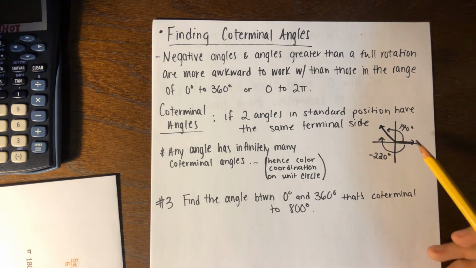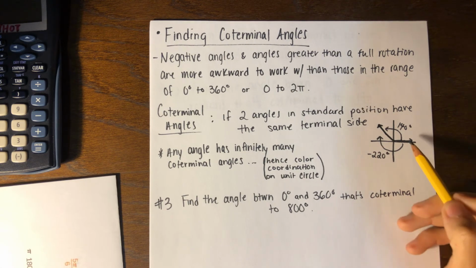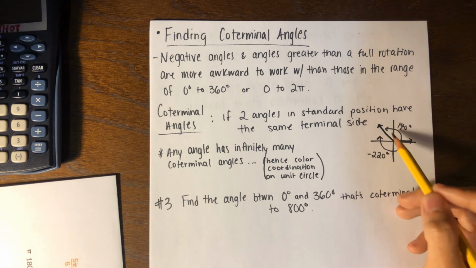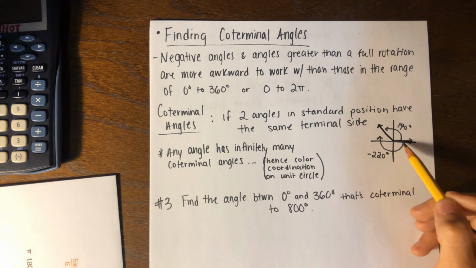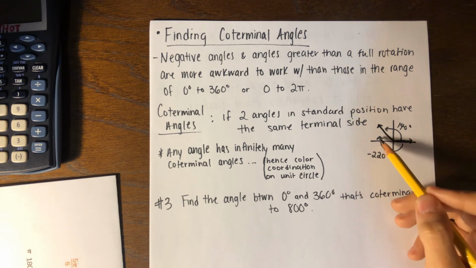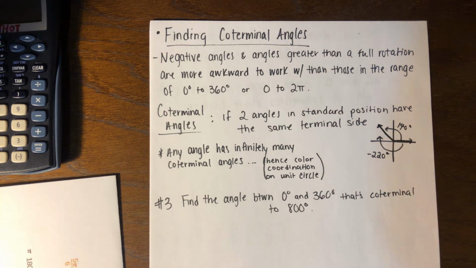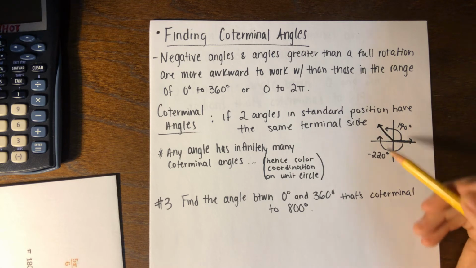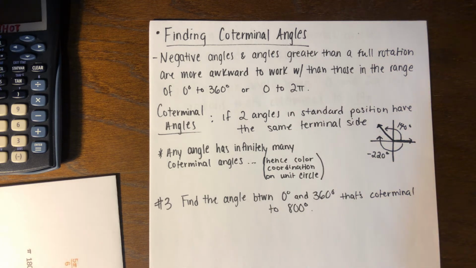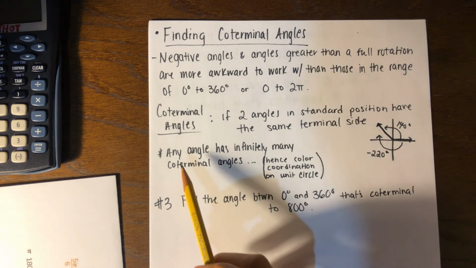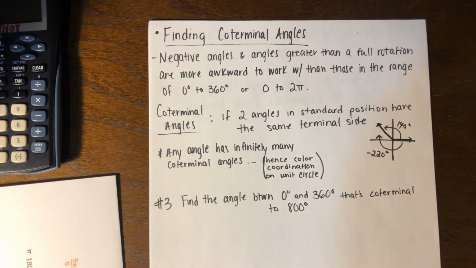They're both in standard position, okay? One's going counterclockwise, so it's positive, right? And it ends here. This one's going clockwise, so it's negative, and it also is going to end here, and that's going to be negative 220. These would be considered coterminal angles, okay? Please know that any angle has infinitely many coterminal angles.